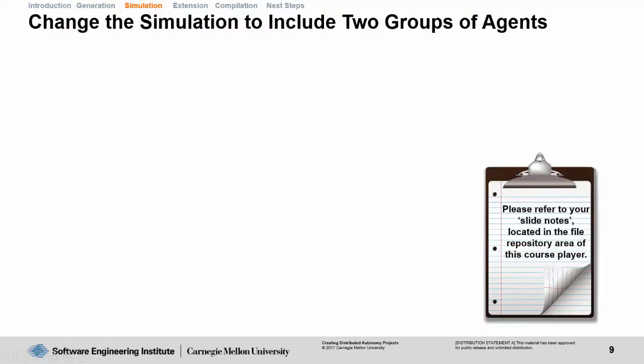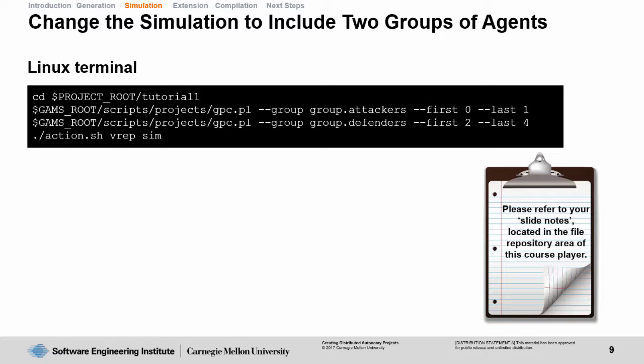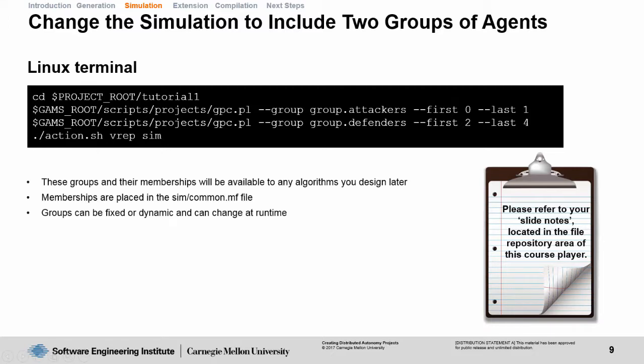So let's change the simulation we generated to include 2 groups of agents. You're not going to see any difference in the simulation we generate here, but this is a logical grouping of agents to show you how you can form teams in your agent systems. So here we call GPC with group attackers and group defenders, and we give it a range of agents to do from 0 to 1 and 2 to 4. Then we call the action.sh script with vrep and sim. This will actually launch vrep and sim the agents for us. These groups and their memberships will be available to any algorithms you design later. Memberships are placed in the sim common.mf file, and groups can be fixed or dynamic, meaning agents can come and go out of groups later if you'd like.